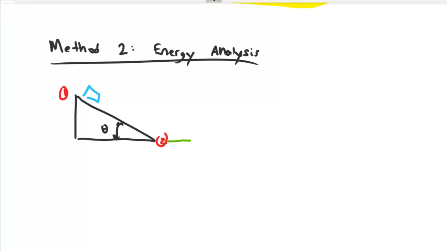I can really choose the datum anywhere I want, but easiest if I choose my height equals 0 right here. Really, the height at point 2 is equal to 0, right? So this is my datum right here at the bottom of the incline. And then some other information I know is that V1 is equal to 0 here.